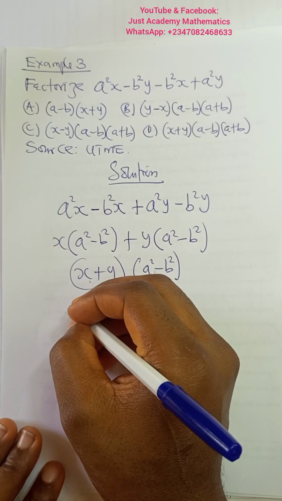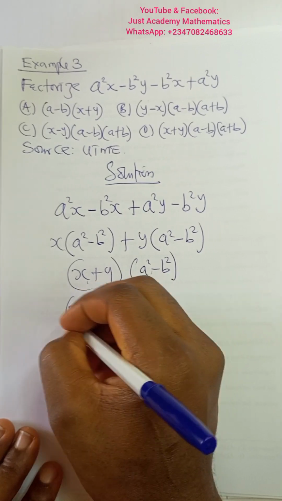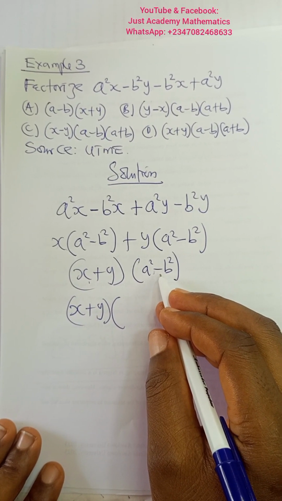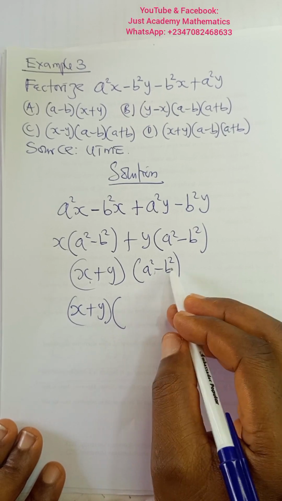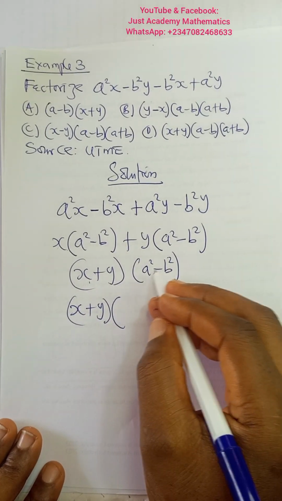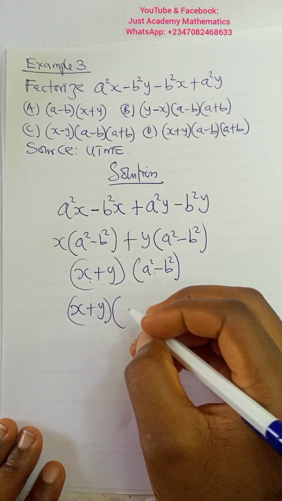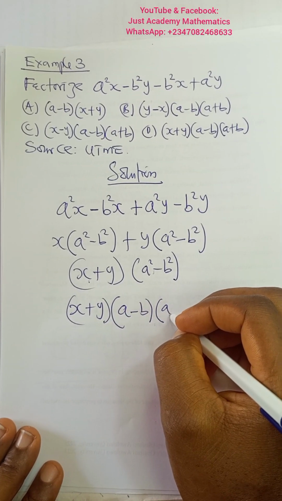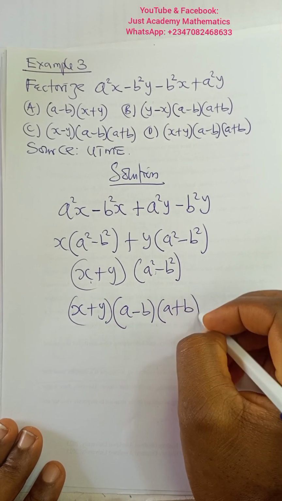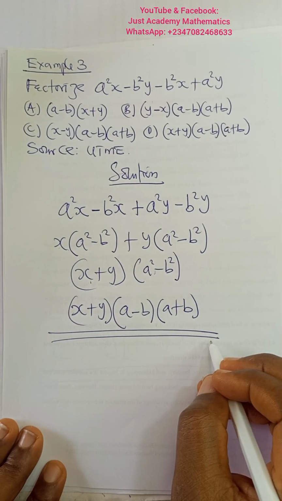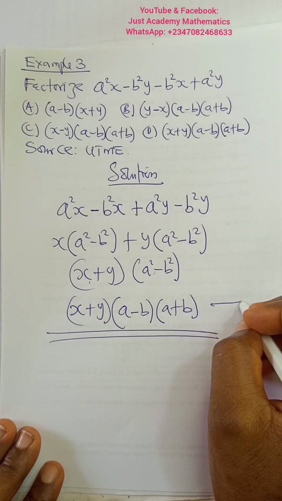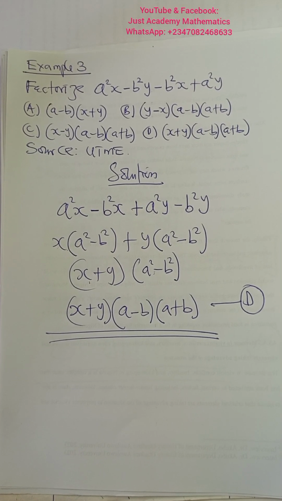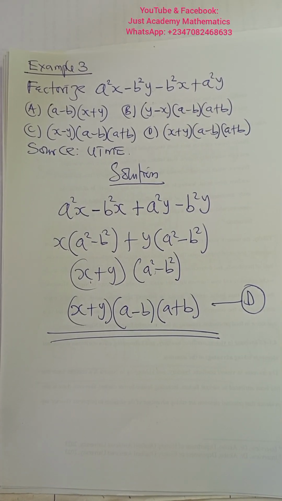So in other words, we are saying that a square minus b square times x plus y. This is difference of two squares. You must have known the difference of two squares. Once you see something like this, just know it's difference of two squares. So if we use the rule of difference of two squares to split this, we have a minus b times a plus b. And that is option D. Option D. I believe that makes sense, is it not? Okay.